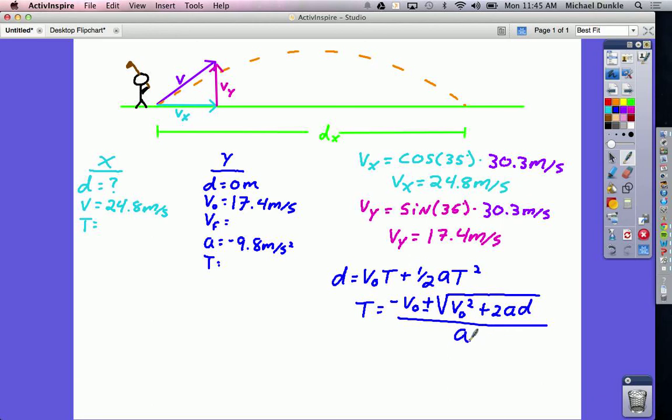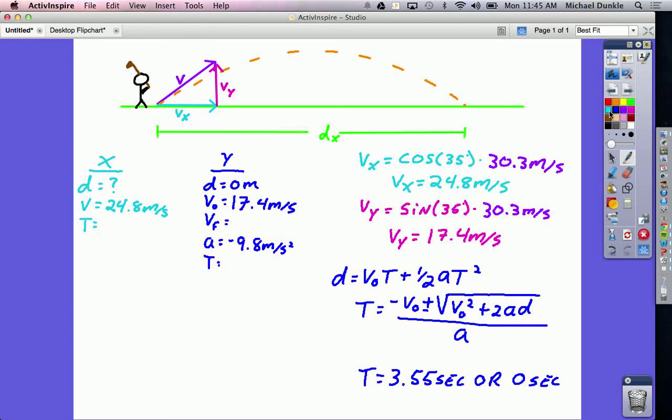And what we would do is plug in, everywhere there's an initial velocity, 17.4 meters per second. Where there's an acceleration, negative 9.8, and a distance, we plug in 0. When we do that, we'll get 2 possible answers. The time will be either 3.55 seconds, or we would get 0 seconds. Because it's a quadratic, we have 2 possible answers, and the one that makes sense is obviously the 3.55 seconds.